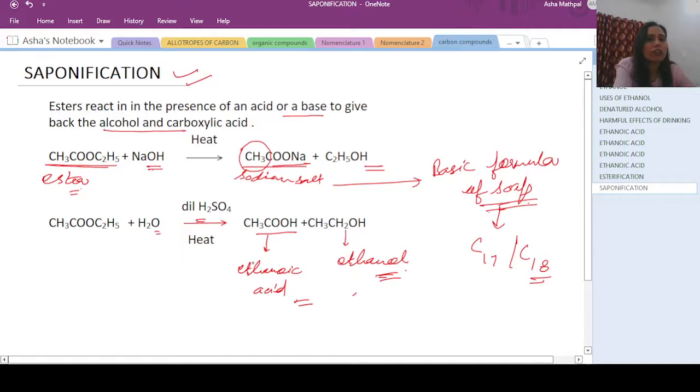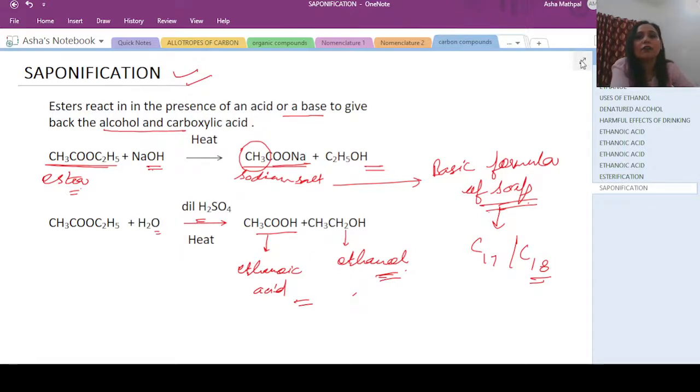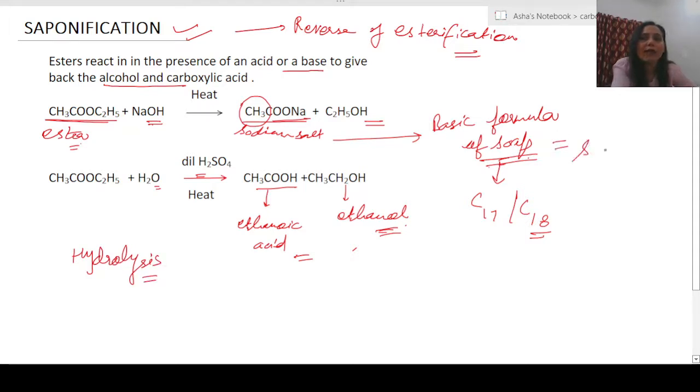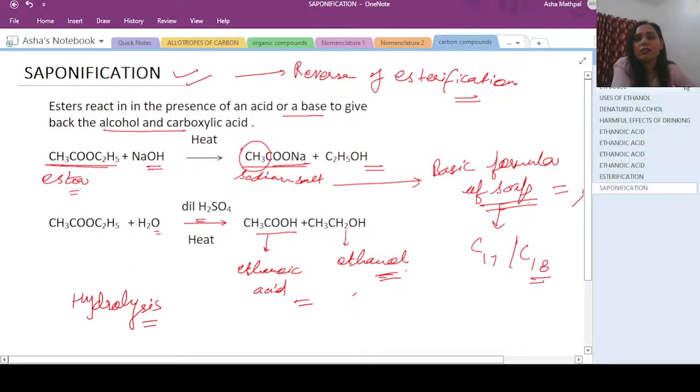So saponification is also called the reverse of esterification in many ways. It is also called hydrolysis of ester. That is also another very popular term for it. So this brings us to the next topic, that is soaps and detergents. This topic we are going to cover in our next session.